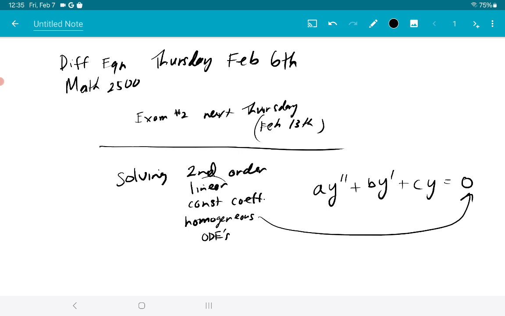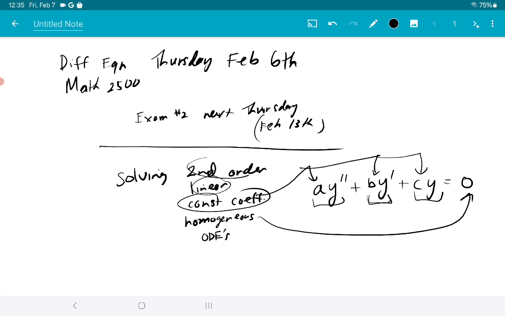What makes it linear is that the y double prime term, the y prime term, and the y term are all in their own separate terms. They're not being multiplied by each other. They're not underneath square root signs or inside logs or cosine functions or anything like that. And what makes it constant coefficient are the things in front of the y double prime, y prime, and y are just numbers rather than functions of t or x. And what makes it second order, of course, is that the highest derivative is 2.